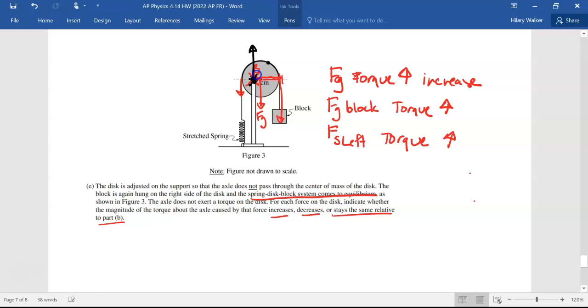And then the last force that we need to talk about is just the force exerted by the axle. So that's just going to be straight up at the axis. And if you apply a force at the axis, that's not going to cause it to rotate. So that is just going to stay the same, which is just zero.